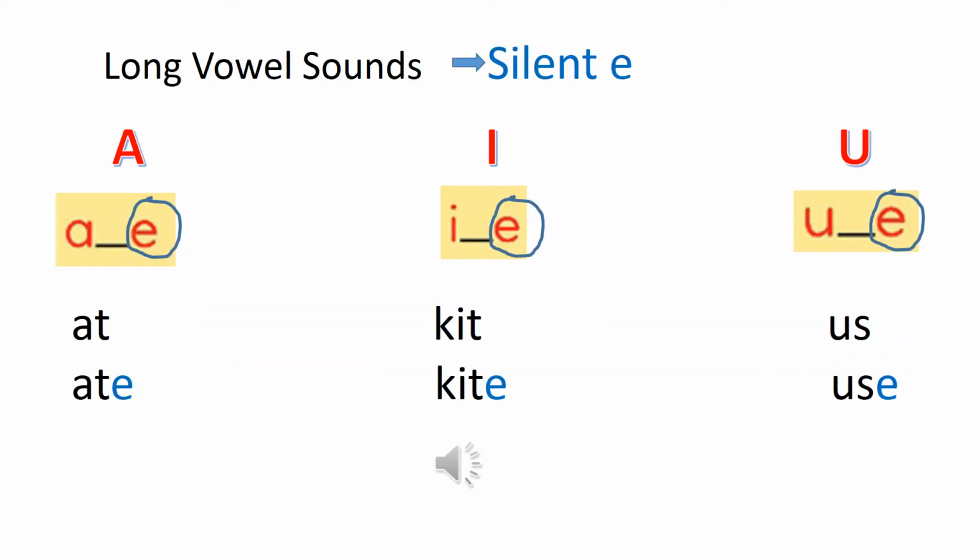Here you can see the A, the I, and the U. I've created words with a short vowel sound for those 3 vowels: at, kit, and us. Just by adding a silent E, the vowels turn long. It's no longer at. The sound with the E is ate. Kit turns into kite with a silent E. Us turns into use with a silent E. So by adding that silent E at the end of these words, the vowel changes from a short sound to a long sound.